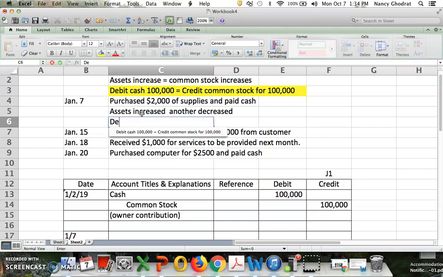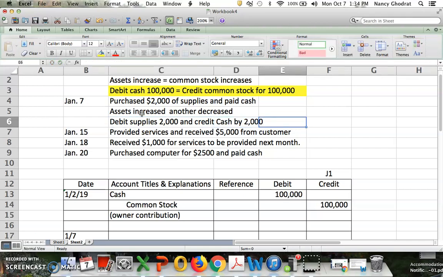So we're going to debit supplies for the $2,000, an increase in an asset, and credit cash by $2,000. So this transaction only affects the asset, and there is no effect on the right side of the basic accounting equation, being liabilities and stockholders' equity.